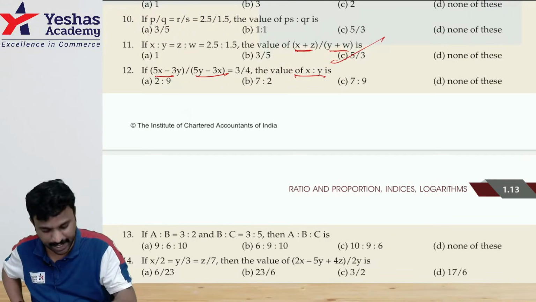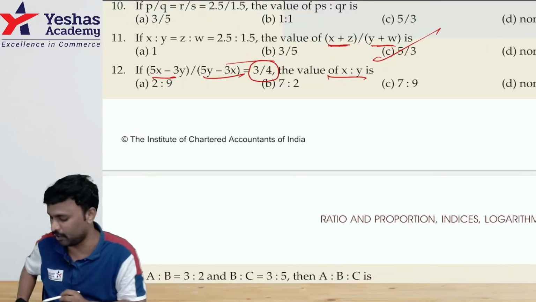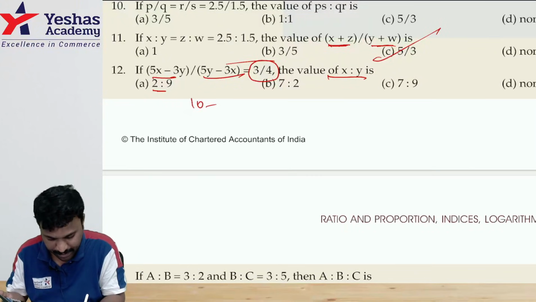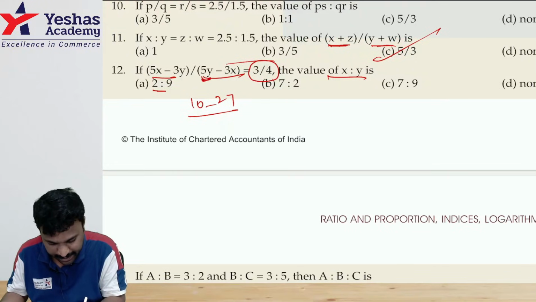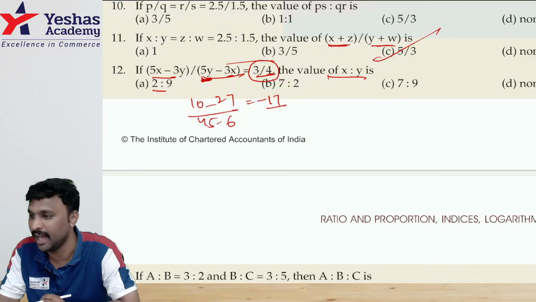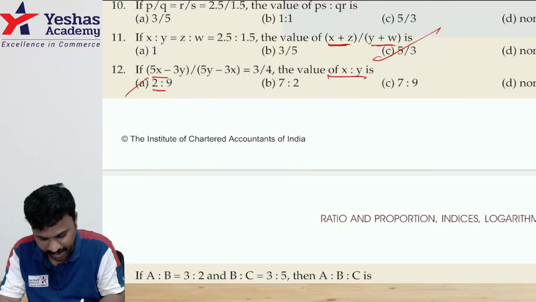In the options, just try to hit the option and see whether you get 3 by 4. Guys, first of all, if I hit the first option, 5 2s are 10 minus 3 9s are 27. Correct? 5 into y is 8, 9, 45 it is, minus 3 into 2, which is 6. Guys, it is negative 17 by positive. Guys, it cannot be what? Positive number. So option A, it's not the right answer. Option A cannot be the right answer.